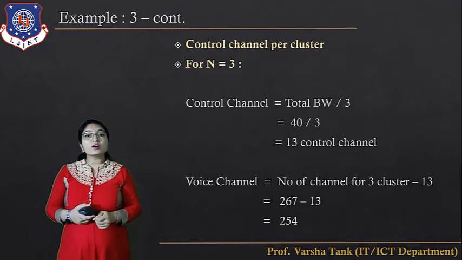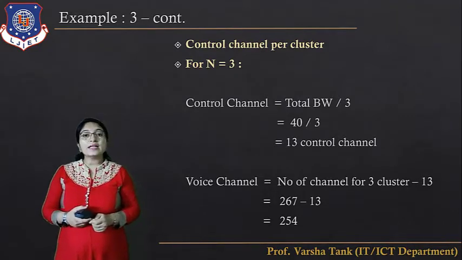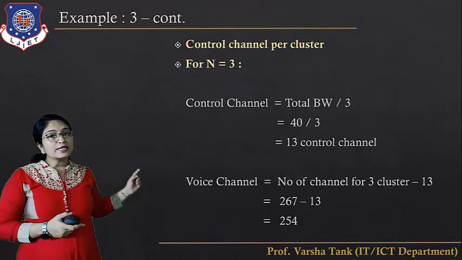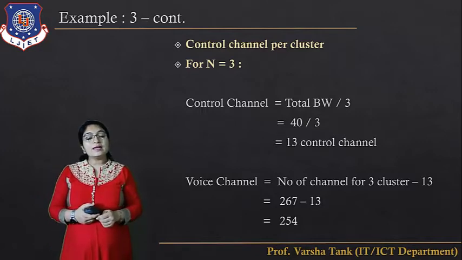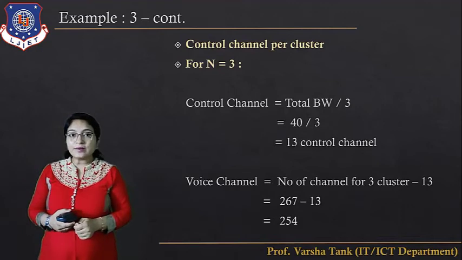Now we have to find out the control channels and voice channels per cluster size. So for n is equal to 3, for the 3 cell cellular concept, control channel is equal to what? Total control channels divided by 3. So 40 divided by 3, so 13 control channels are there.